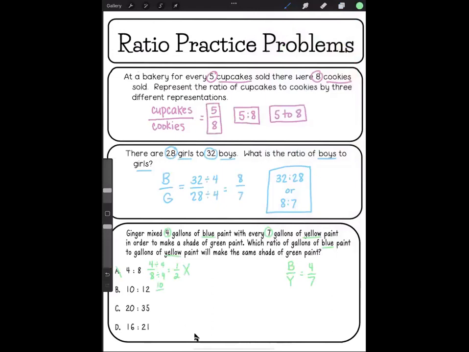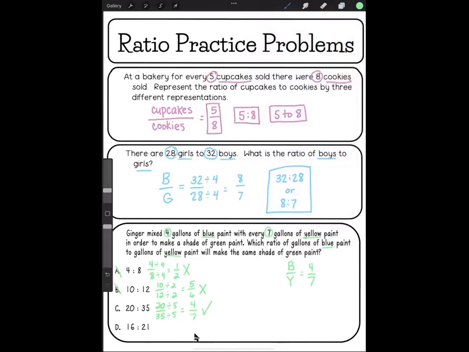10 to 12, both of those are even, so they're divisible by 2. And we get the ratio 5 to 6, which is not the same as 4 to 7. 20 and 35 are both divisible by 5. 5 goes into 20 4 times, and 5 goes into 35 7 times. So that is what we were looking for.